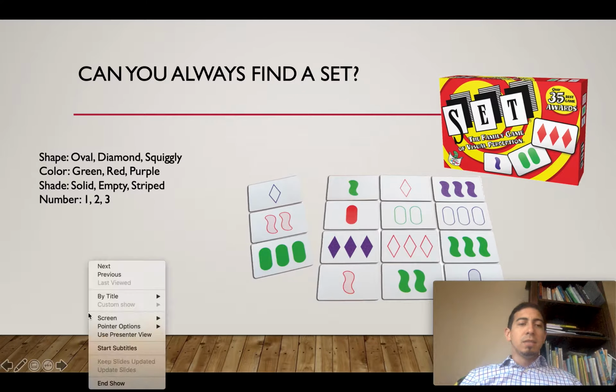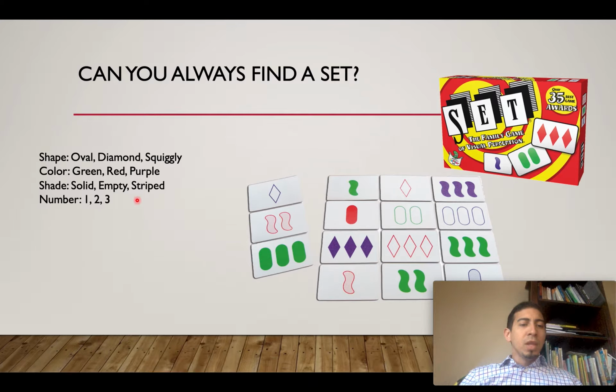Each card is defined by a shape that the card has, by a color, by a shade, and by a number. Okay, so the shape of the objects in the card can be oval, diamond, or squiggly. For instance, here's an oval, here's a squiggly, and here is a card with diamonds. A card can have three colors: green, red, or purple. So you can see the different colors around.